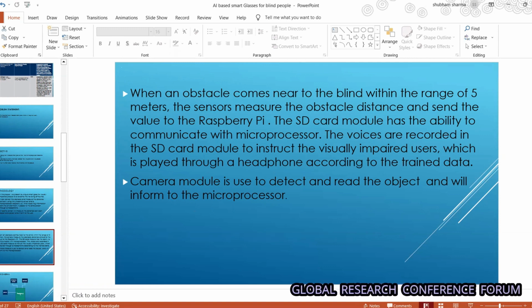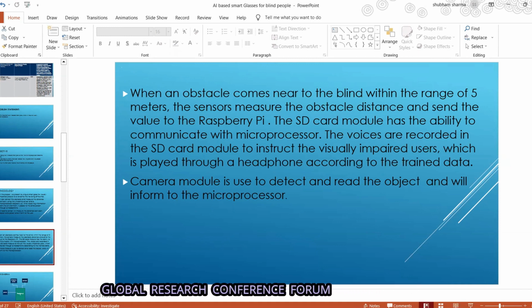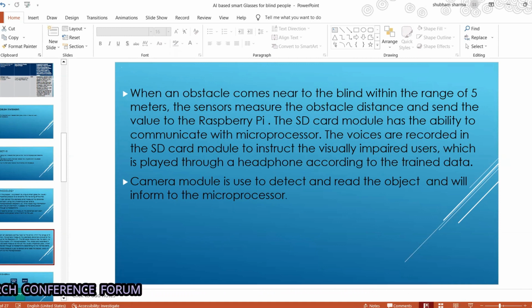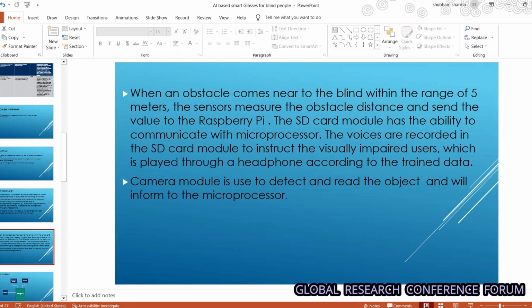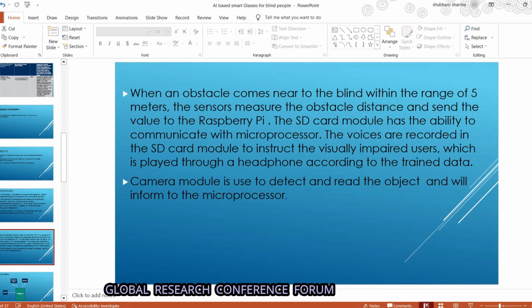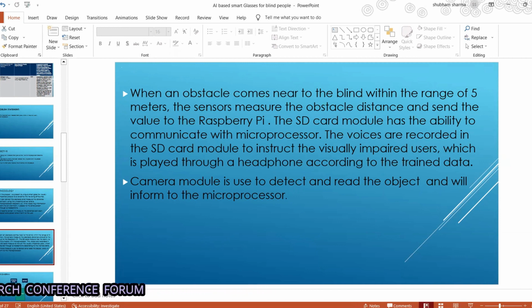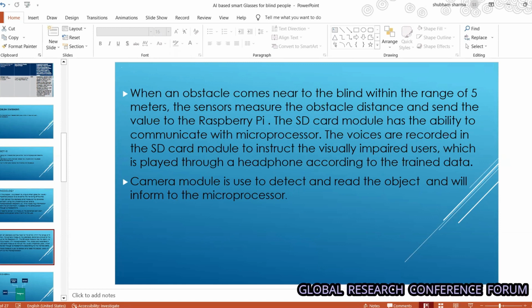The SD card module has the ability to communicate with the microprocessor. Voices are recorded in the SD card module to instruct the visually impaired people, and are played through a headphone according to the trained data. The camera module is used to detect and read the object and inform the microprocessor.